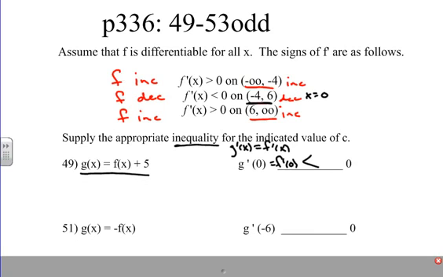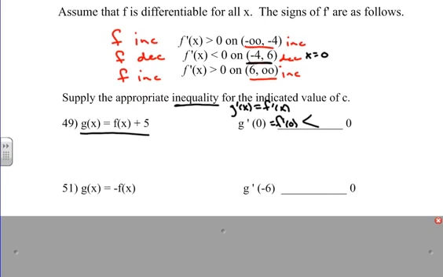We have some other ones, just a couple more. If we know that g of x equals negative f of x, that means to find g prime of negative x, we first need to find g prime of x. In this case, it's going to be negative f prime of x. The negative is a constant, so we write that out. We're actually finding the opposite of f prime of negative 6.